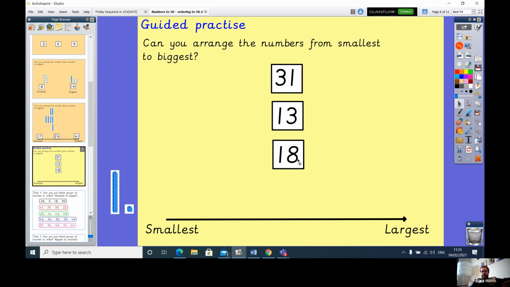This number down here, 18. 2 digits. So which number is the smallest? So let's work out first of all, they've all got 2 digits. So let's work out how many tens each number has.